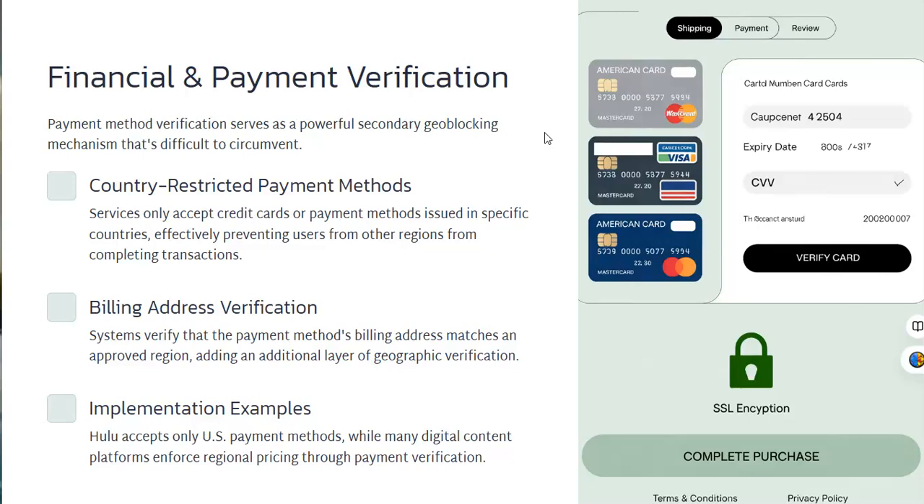There's a few little places around there, and I'm going to do some videos about this because it's quite a difficult method to get past. They will look at the country of your payment method. They will look at the billing address, so they'll check that the payment method's billing address matches a region they approve of, so where you live exactly.